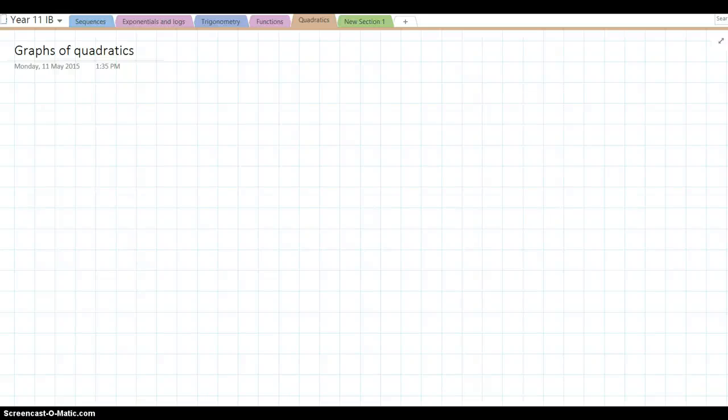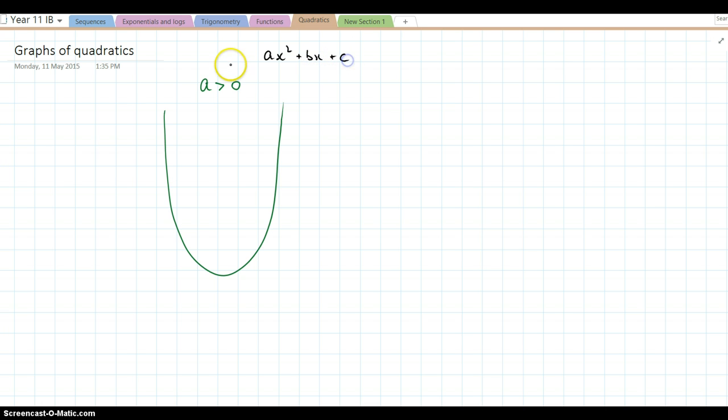Okay, in this screencast I wanted to talk a little bit about the graphs of quadratics and what's involved there. As you should know, a quadratic will result in a parabola, which is something like this if it's concave up, and that is if a is greater than 0. Now I'm referring here to the a in ax squared plus bx plus c, which you should be familiar with by now. So if a is greater than 0, it's going to be like that. If a is less than 0, it's going to be like that.